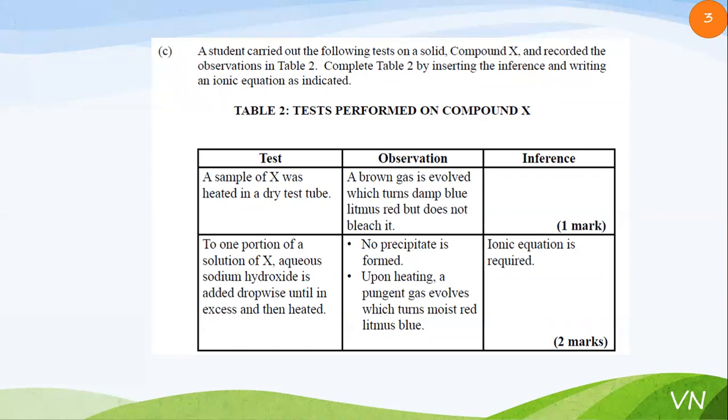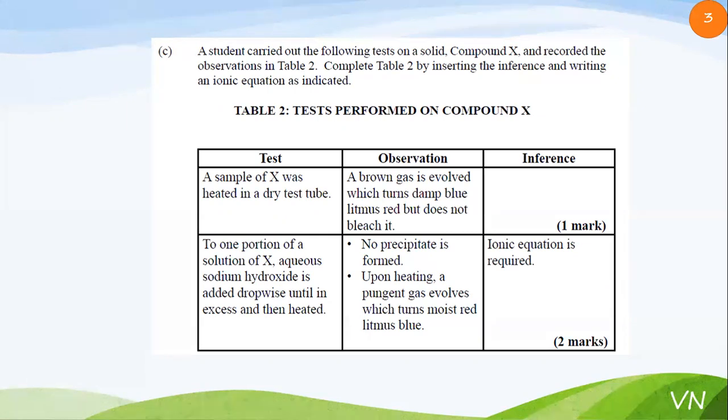So it tells us here that we have a compound X. We carried out a few tests. And the first test is that the sample of X was heated in a dry test tube. Observation is that a brown gas is evolved, which turns damp blue litmus red, but does not bleach it. So what is the inference? And for 1 mark only. So there are some different possible answers. So any one of those answers there will give you that 1 mark.